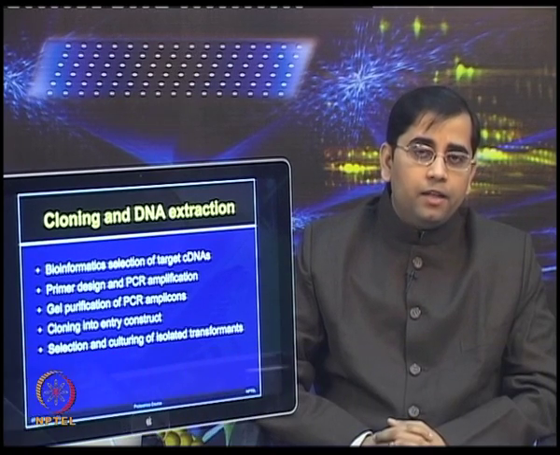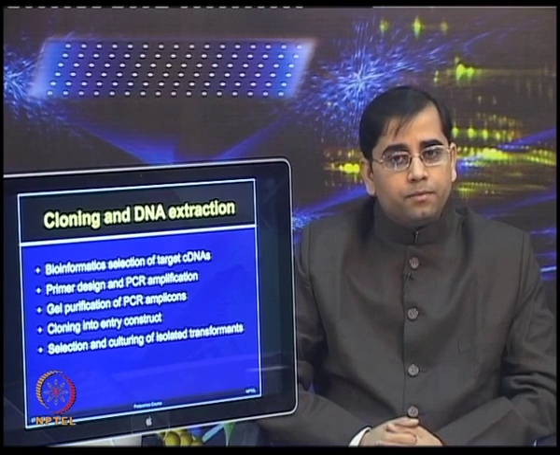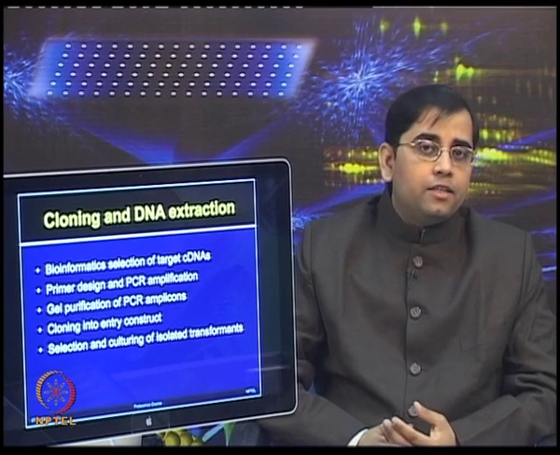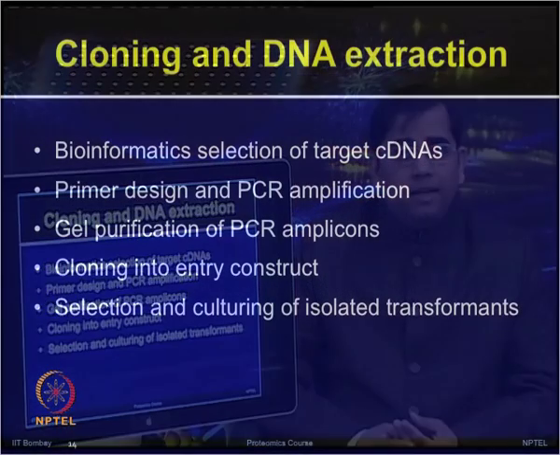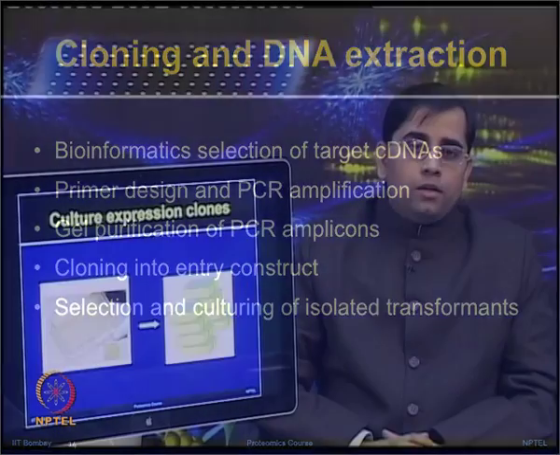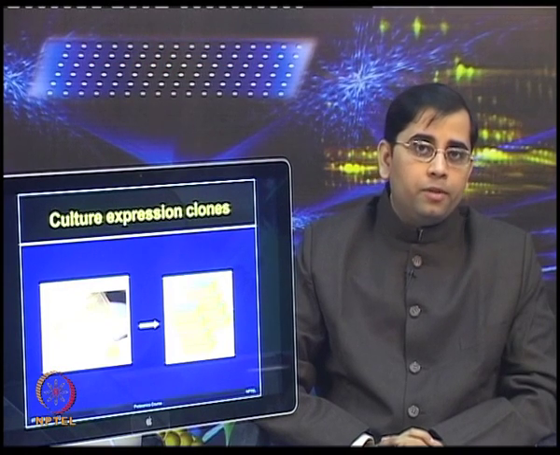Then once you have selected the genes of interest, you need to design the primers and use PCR to amplify those clones. Gel purify the right size bands and then move into the entry construct. Then you need to transform that into Escherichia coli, select the right transformant colony, and then obviously you would like to use those colonies for the long term. So, it is good if you can make a glycerol stock of the same and store it for the long term.